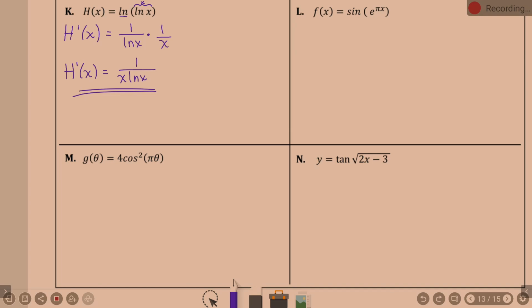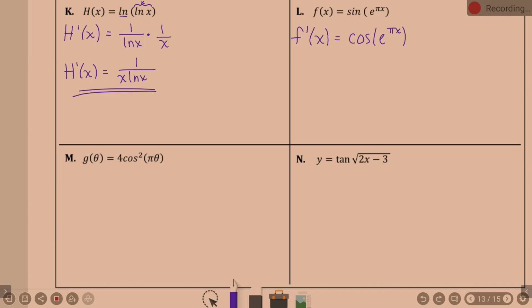E to the pi x. Okay, just start with the outside. What's outside? Sine. What's the derivative of sine? Cosine. So the derivative of sine of something is cosine of something. Don't change the something. I keep using that vague word because it varies. So the derivative of sine of anything is cosine of anything. Unless that anything is just x, which it's not, you now have to do the derivative of that.